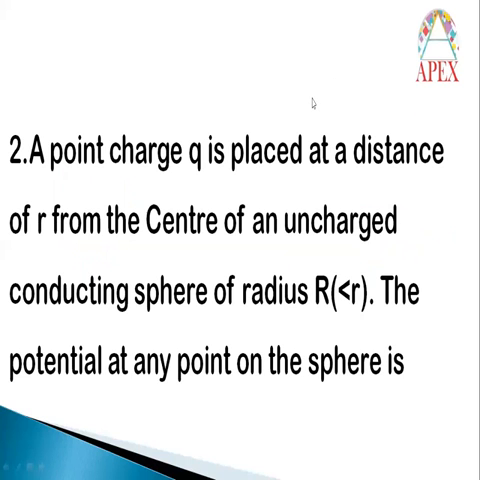Now, question number 2. A point charge q is placed at a distance of r from the center of an uncharged conducting sphere of radius capital R, which is less than small r. So the same information is given as in the previous question. The potential at any point on the sphere is. Okay, they're asking us to calculate the potential here.